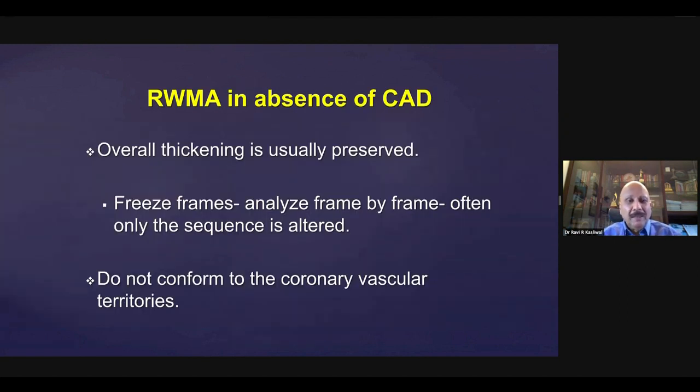Now, when you look at RWMAs in the absence of CAD, you will see that the overall thickening is usually preserved, as we saw in the last example of left bundle branch block. So here you go: freeze frame, analyze frame by frame. It's only the sequence that is altered, and this just does not conform to any coronary vascular territories. So sometimes it's important to know which coronary artery supplies the territory of the wall motion abnormality that you have picked up.